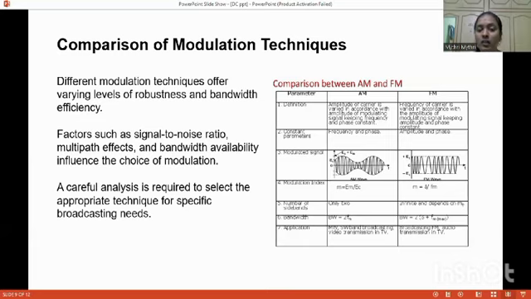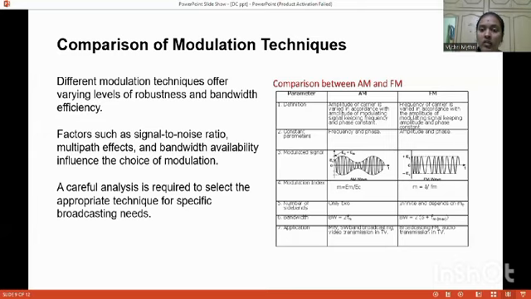Definition. In AM wave, amplitude of carrier signal is varied in accordance with amplitude of modulating signal, keeping the frequency and phase constant. While in FM, the frequency of carrier signal is varied in accordance with amplitude of modulating signal, keeping the amplitude and phase constant.